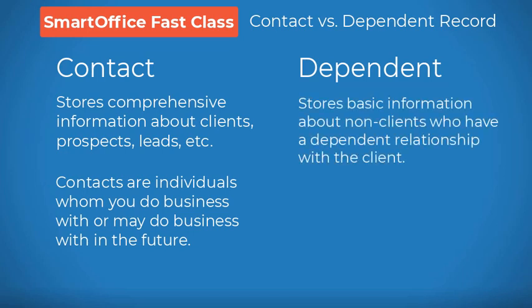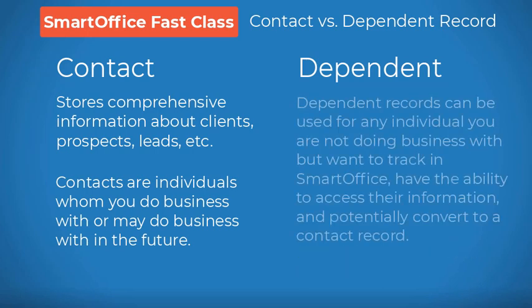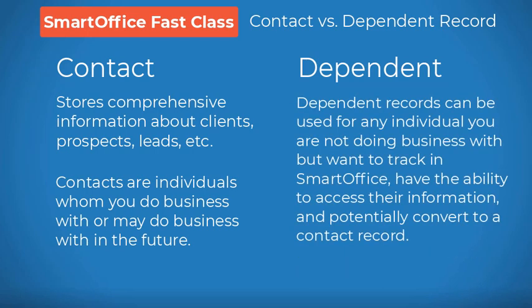Dependent records are used to store basic information about non-clients, such as children or spouses who have a dependent relationship with the client. Often, dependents are clients' beneficiaries. Dependents are not full contact records and can be used for any individual you are currently not doing business with but want to track in SmartOffice, have the ability to access their information, and potentially convert to a contact record.